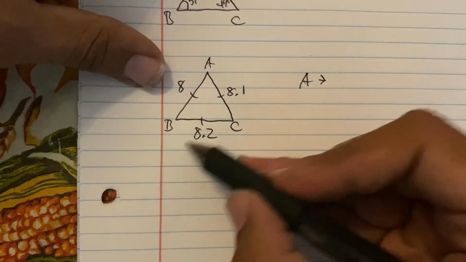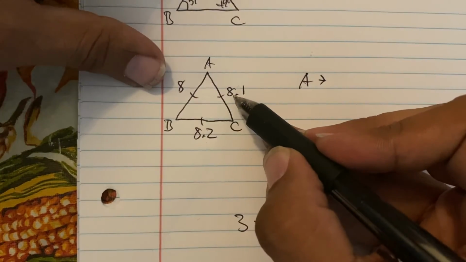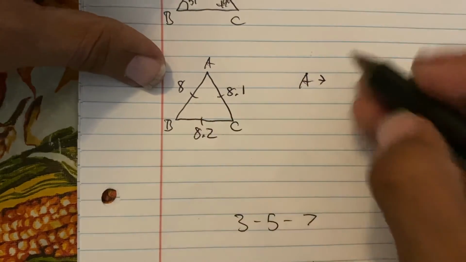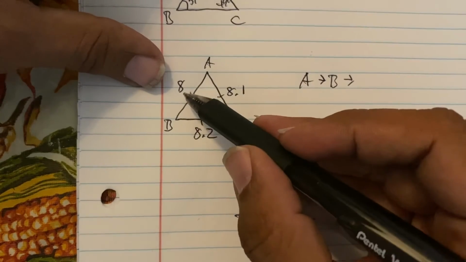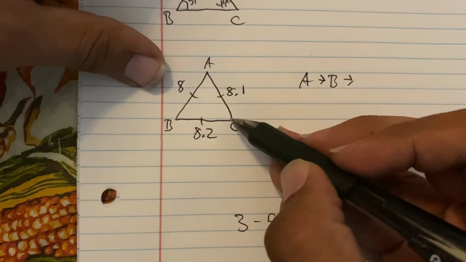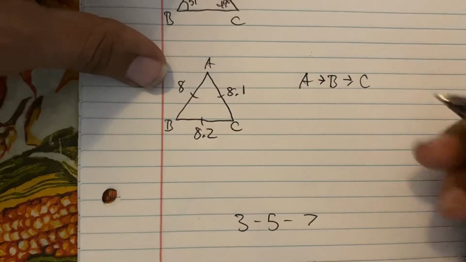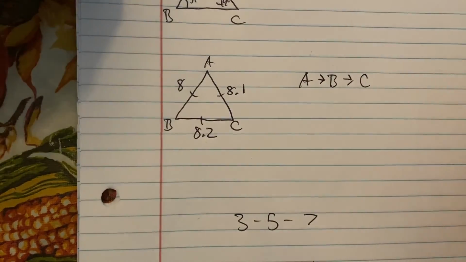Then 8.1 is the second largest side, so that means that B is the second largest angle. Then 8 is the smallest side, so opposite of that is C, which is the smallest angle.